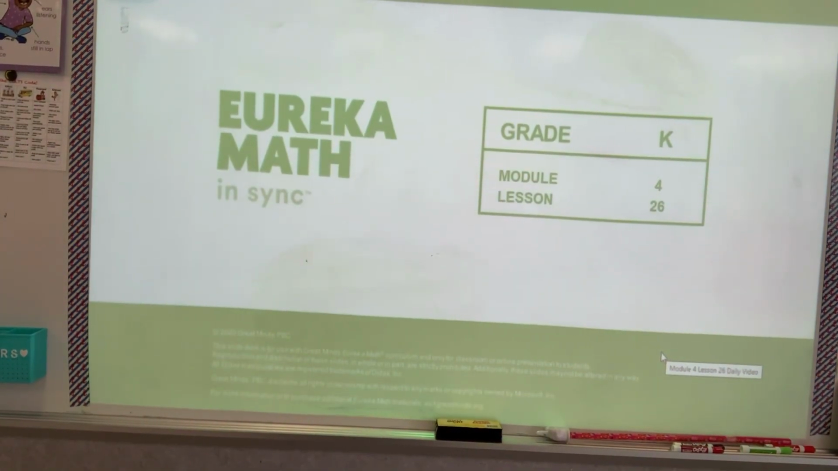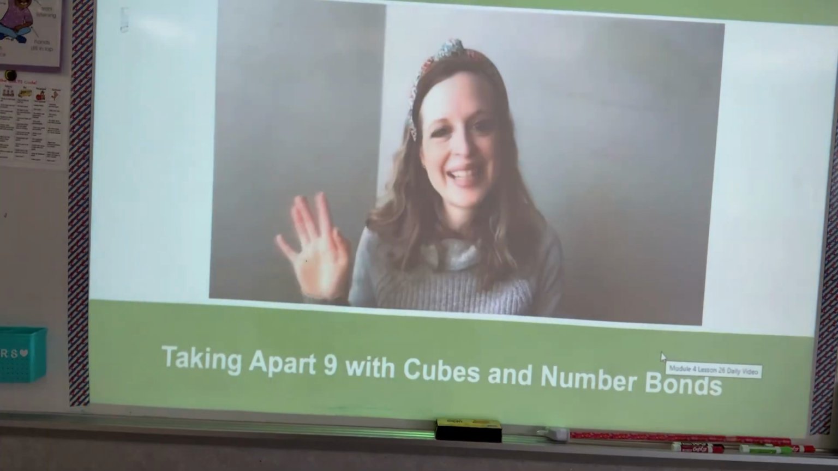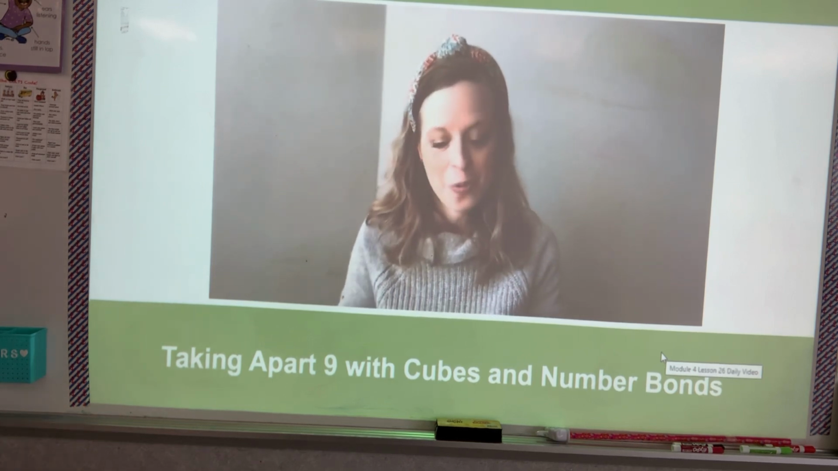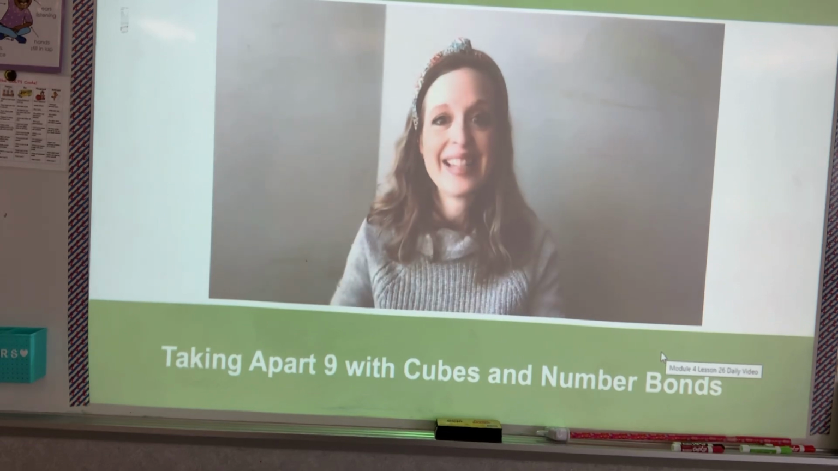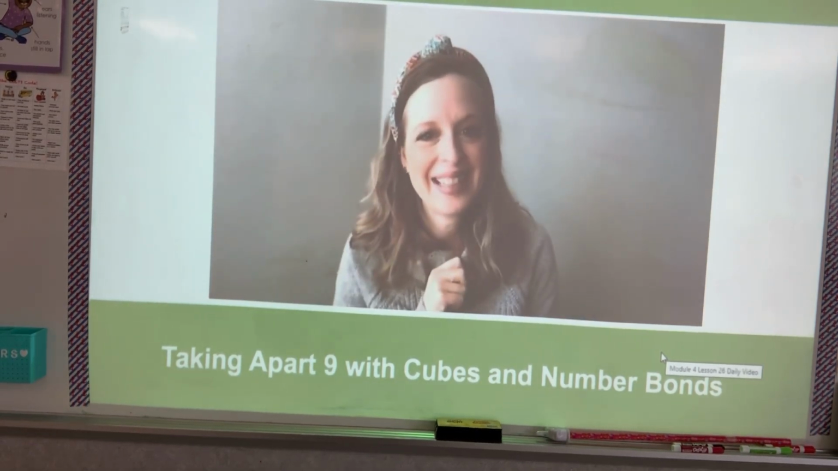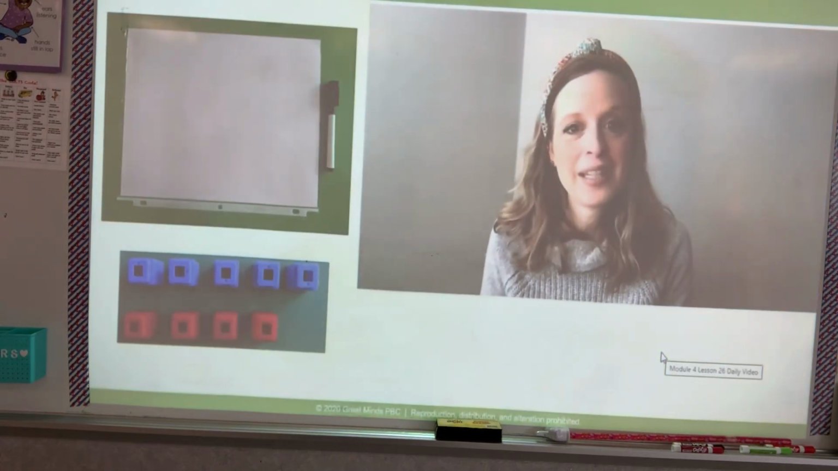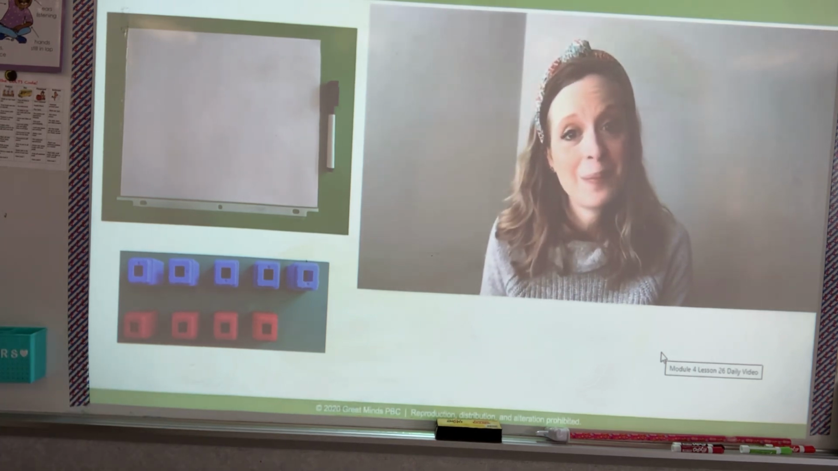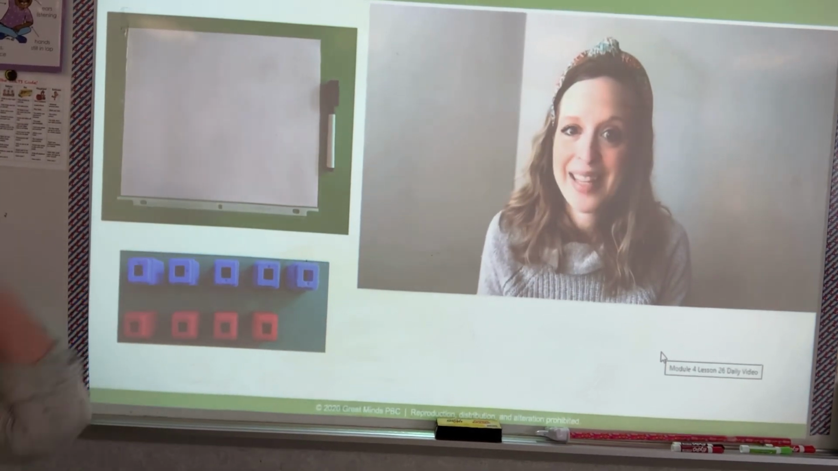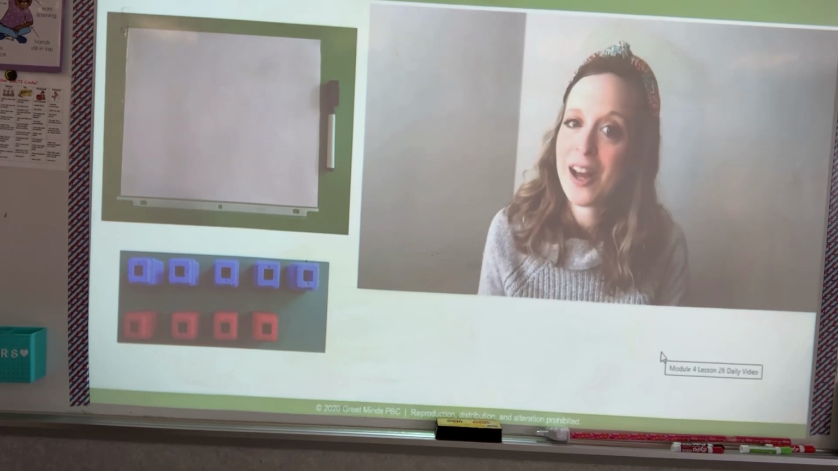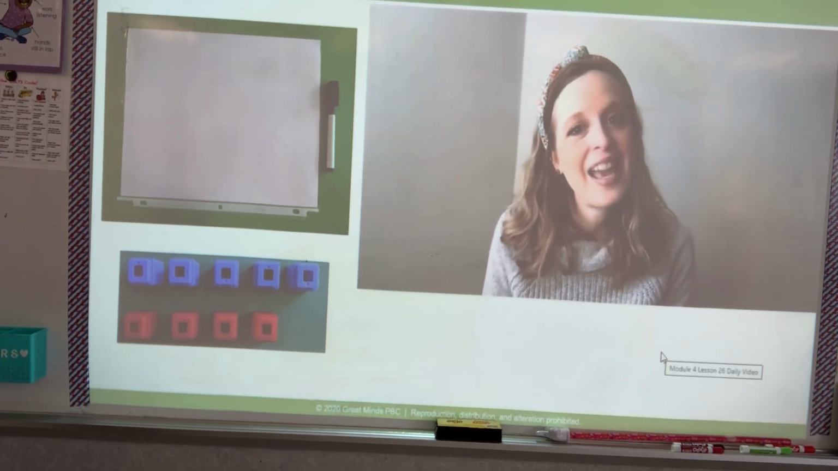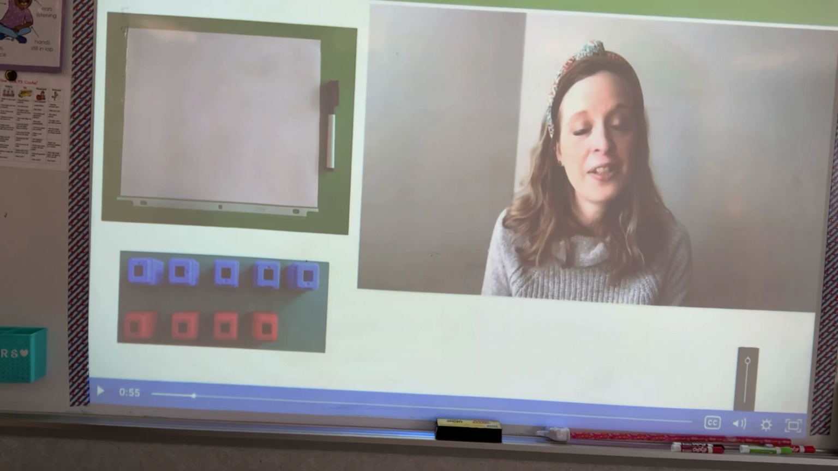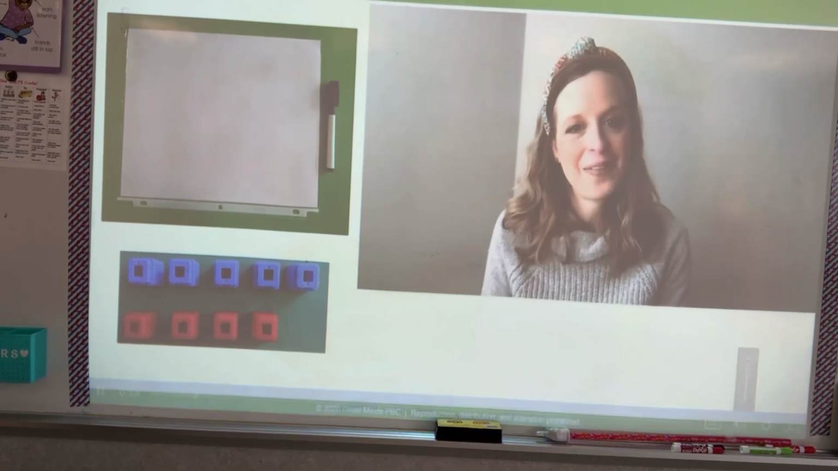Hello, mathematicians. I'm Mrs. Chandrasekhar. Today we're going to be taking apart 9 with cubes and number bonds. Let's get started. For today's lesson, you will need your whiteboard, dry erase marker, and 9 linking cubes. I'll be using 5 blue and 4 red, but you can use 2 different colors, just as long as 5 is one color and 4 is another color. You do not have to have 2 different colors. That's okay. Find your materials and press play once you've found them.